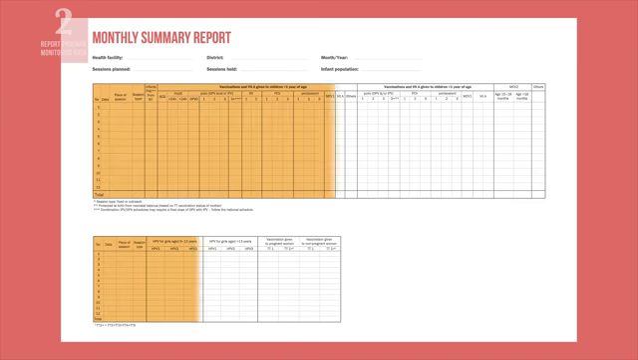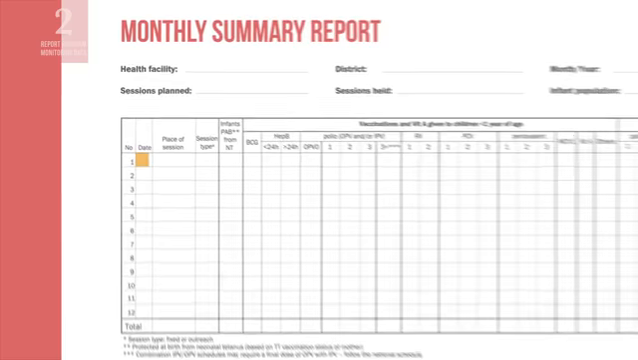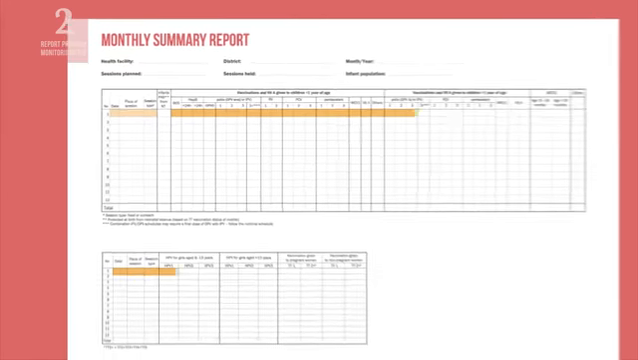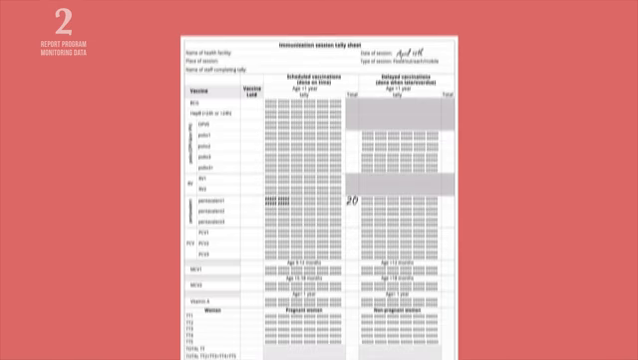Next, report your immunization program monitoring data, or the total number of vaccinations administered over the month. This includes vaccinations for infants, children, girls, and women. Record one line for each session, including the date, place, and time of session, fixed or outreach. Then, identify the number of doses for each vaccine given by age group. You can find this data in your vaccine tally sheets.